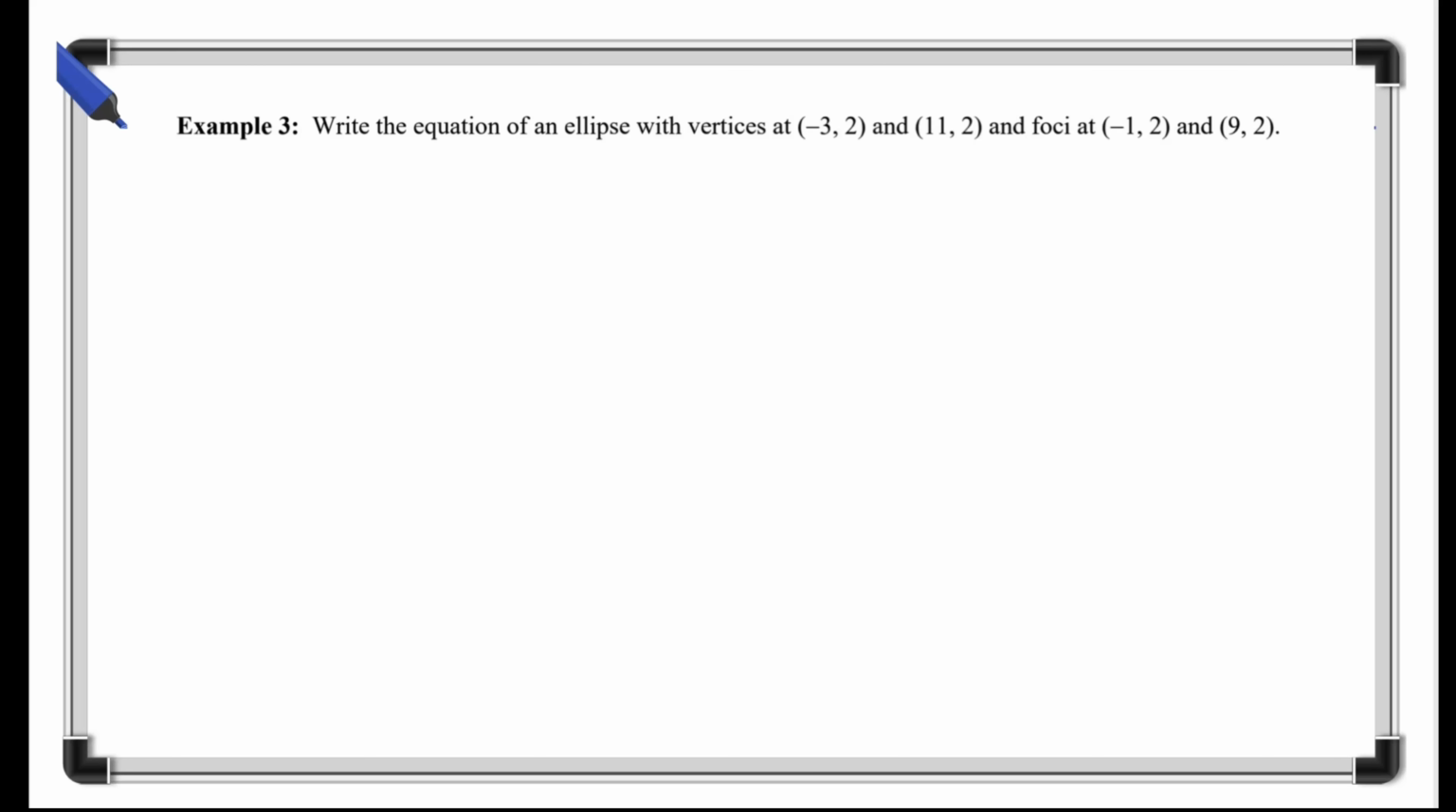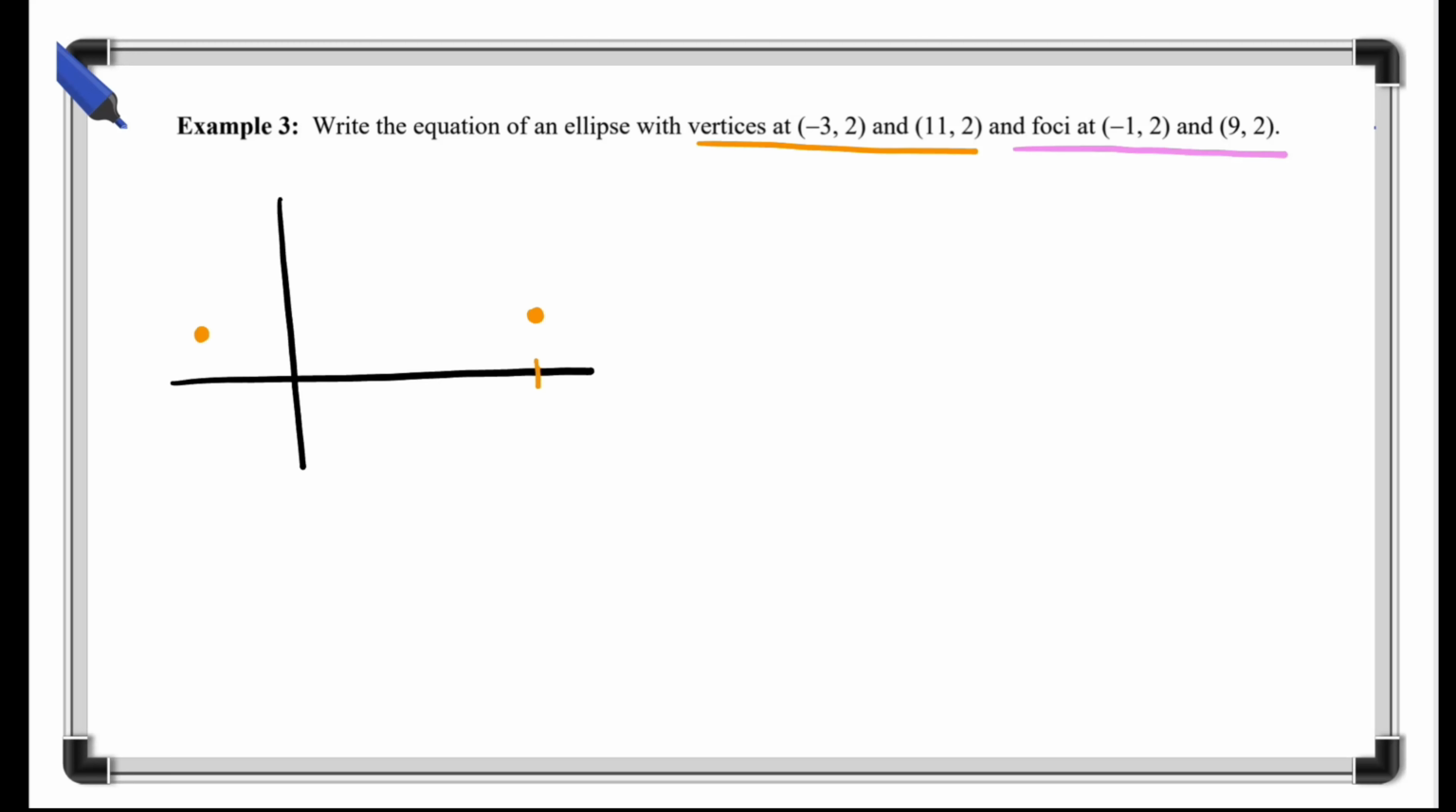All right, so here we're going to go ahead and write an equation of our ellipse. So we have two of our vertices right here given to us, and we have our foci right here. Okay, so let's see what we can draw for ourselves to give a little bit more information. We've got (-3, 2) and (11, 2). So we'll say this is 11, this is -3.